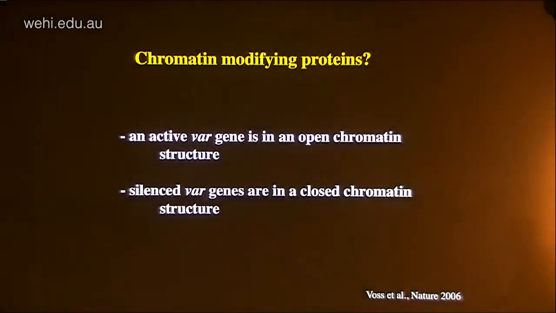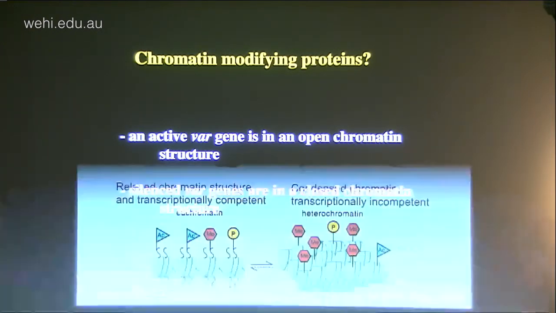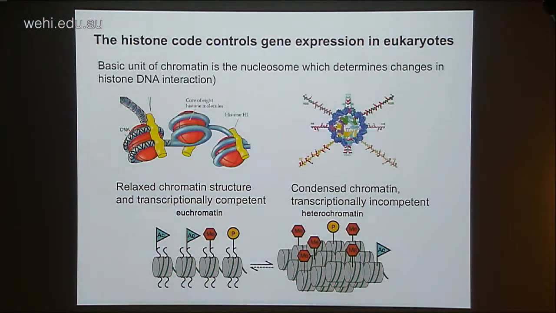Okay, so what about chromatin modifying proteins? We know that an active VAR gene is an open chromatin structure, and that's been shown. We also know that silenced VAR genes are in a closed chromatin structure. In other words, they're in heterochromatin, whereas an active one is euchromatin form. With respect to the regulation of movement from euchromatin to heterochromatic forms, we know that histone code is absolutely critical.